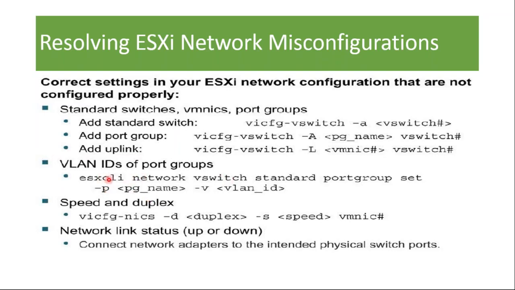And using VLAN IDs and port groups, you can create them using esxcli network vswitch standard portgroup set, and you have to use the parameters to create the port group and VLAN IDs.